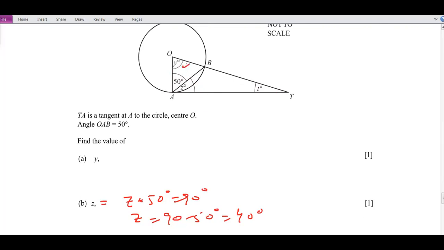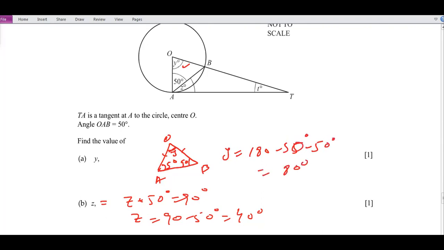Then, to find t, somehow you have to find v or y. For y, consider this triangle only, O, A, B. This is 50. Now what is OA? Radius. What is OB? Radius. It means both these sides are equal. If this is 50, this is also 50. Then this angle is y actually. So y will be 180 minus 50 minus 50. It will be 80 degrees. It means y is 80 degrees.